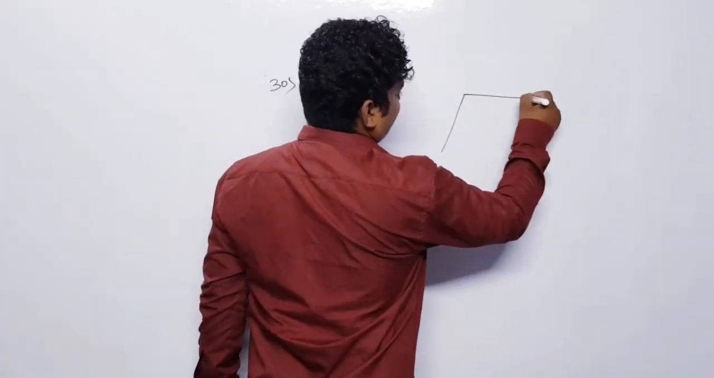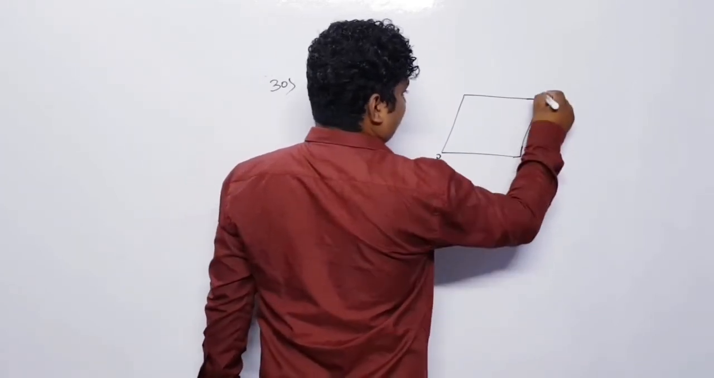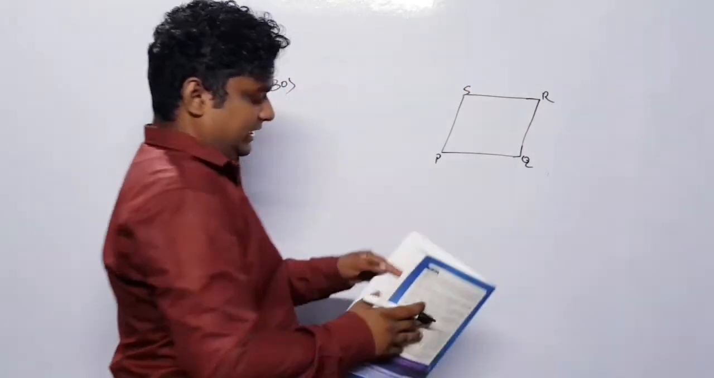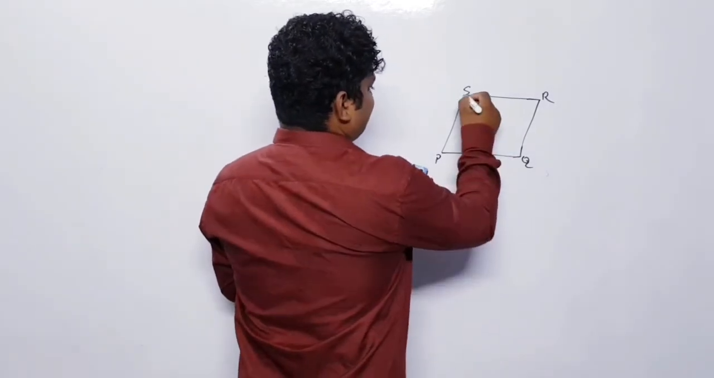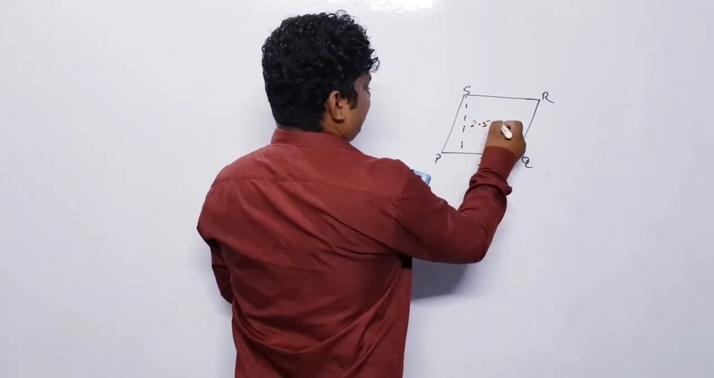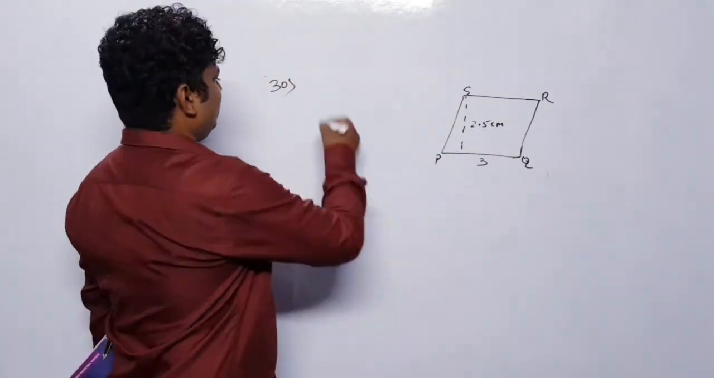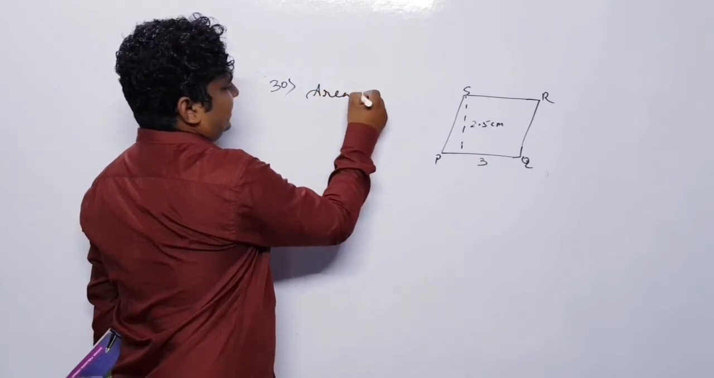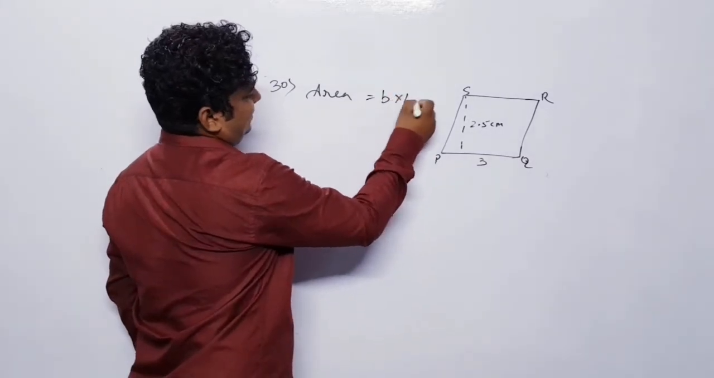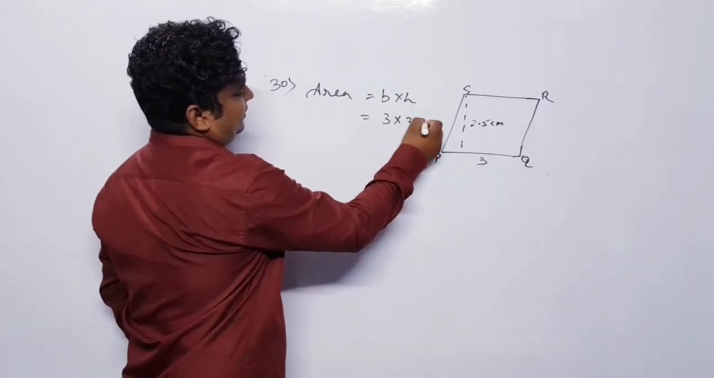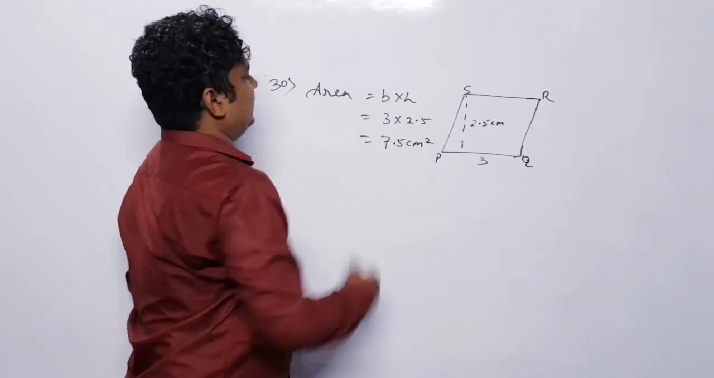So PQRS is the rhombus, and PQ is given 3 centimeter. And its height is given 2.5 centimeter. Fine with this. All the sides are also equal, we all know that. So just the area. Area of rhombus is equal to how much? That is equal to base into height. So base is 3, height equals 2.5. So we just need to multiply, 7.5 centimeter square. So this is the solution.